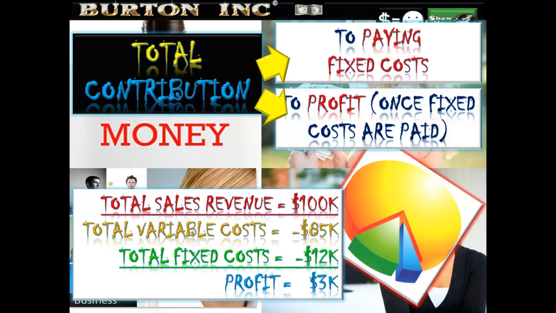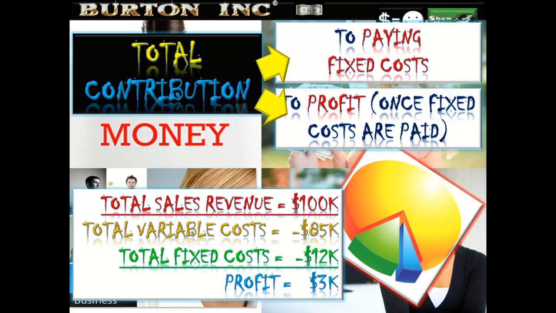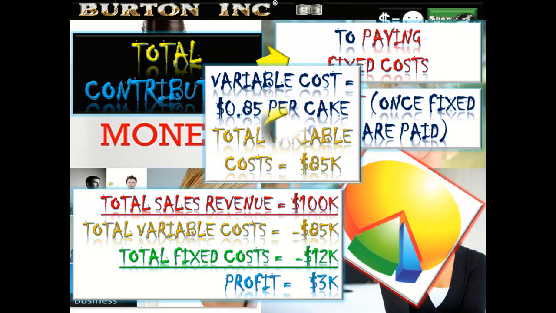Total contribution. Total sales revenue of this firm is $100,000. So 100,000 cakes are being sold at $1 each. Total sales revenue $100,000. Variable costs, we're after total variable costs with our total contribution. So variable costs are 85 cents per cake. Total variable costs is $85,000.